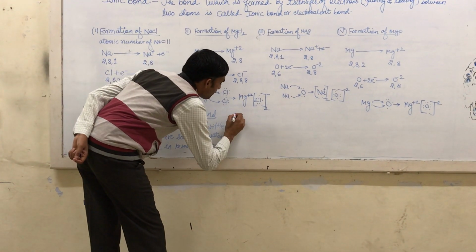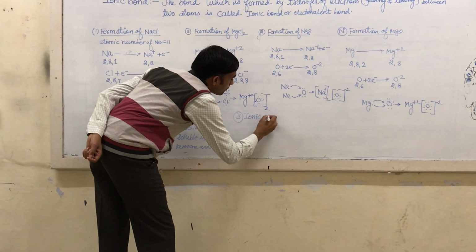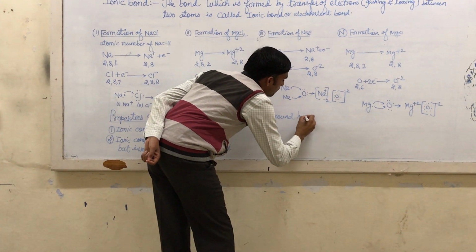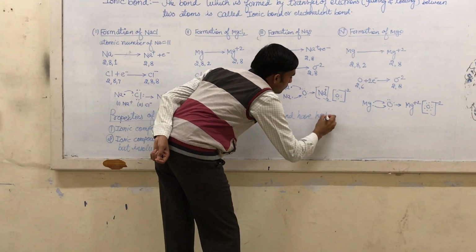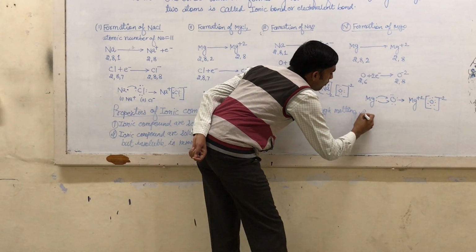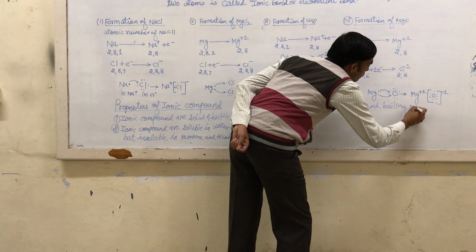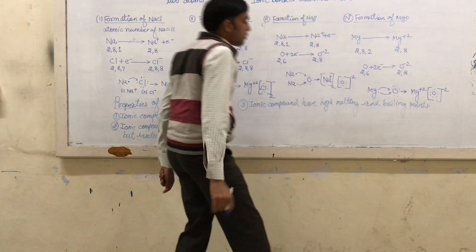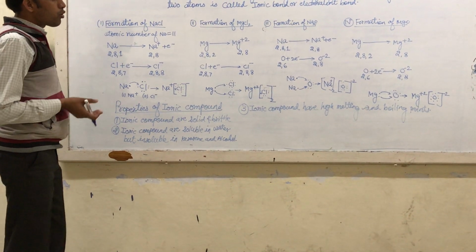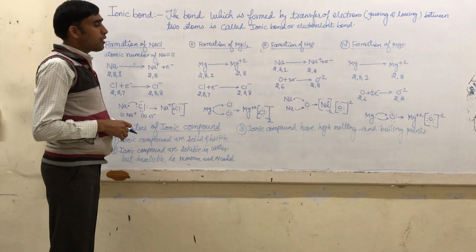The third property: ionic compounds have high melting and boiling points. It is because a great amount of energy is required to break down the strong force of attraction between the opposite ions, therefore they have high melting and boiling points.